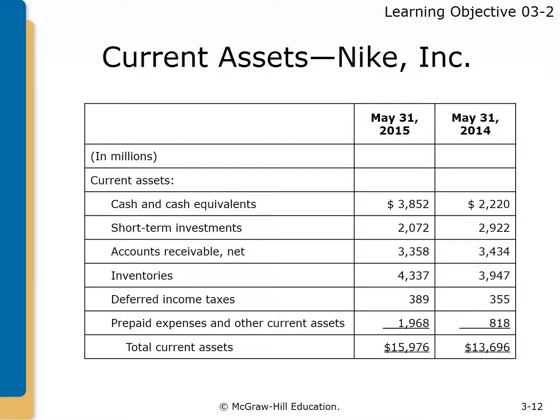Inventories are then reported at what their cost is. This company has something called deferred income taxes, which you will deal with in Intermediate Accounting 3. So don't worry too much about that. Oh my gosh, I don't know what that is. Don't worry. And then prepaid expenses. And there could be some other current assets that aren't listed separately. So that's how Nike presents their classified balance sheet, the current asset section.